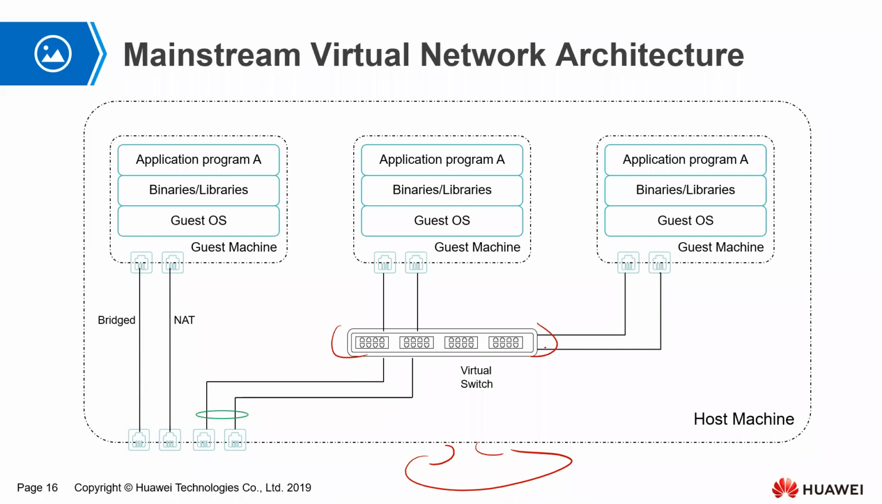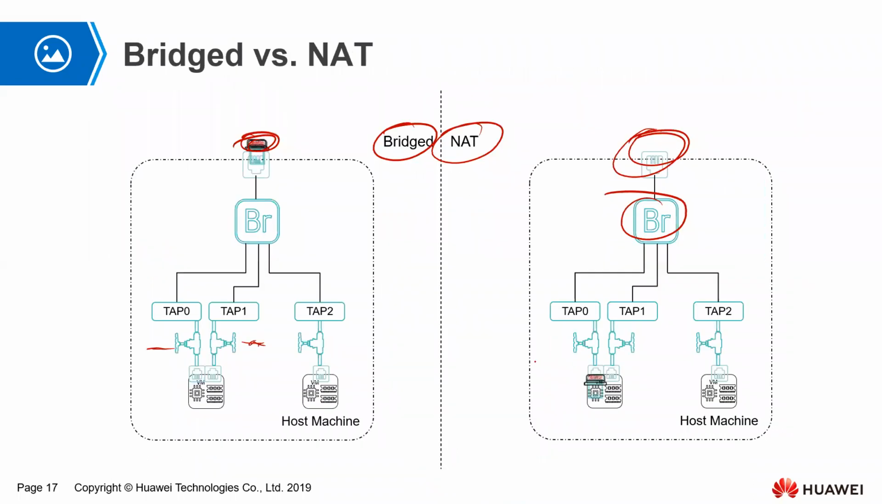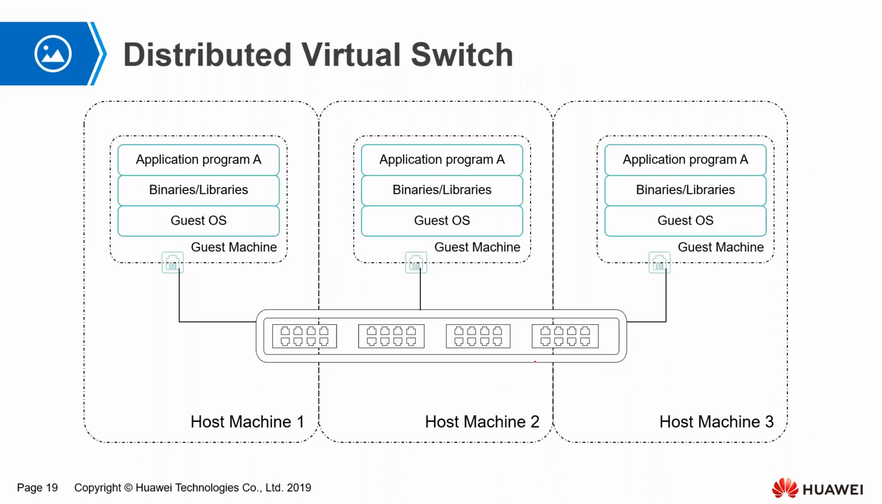Whereas distributed virtual switches are deployed on different physical hosts, and you can use virtualization management tools to configure the virtual switches in a unified manner. The distributed virtual switch is required for VM (virtual machine) live migration. Huawei also uses distributed virtual switches in all its products, and in this section we want to learn more about Huawei's distributed virtual switches.